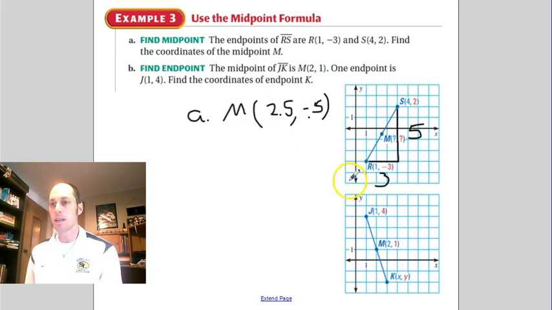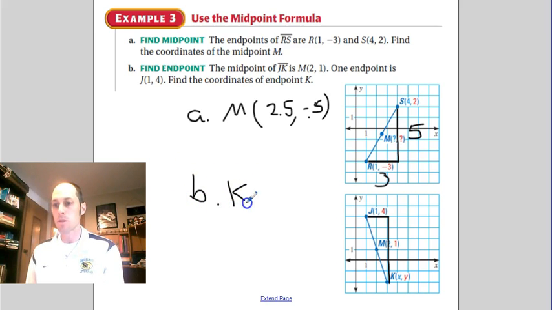Okay, part B gives us the midpoint. The midpoint of segment JK is 2, 1. One endpoint is at 1, 4. We want to find the other endpoint. So we know if we're finding the midpoint, once again, the distance horizontal and the distance vertical will be split in half. So I see if I go from J to M, I'm going over a distance of 1. So it means if I go double that, 2. So from 1, I'm going to add 2 more is 3. So K's coordinate will be 3.